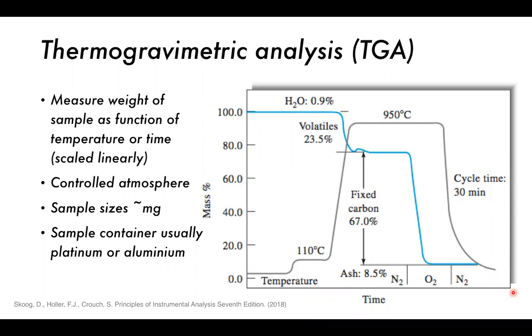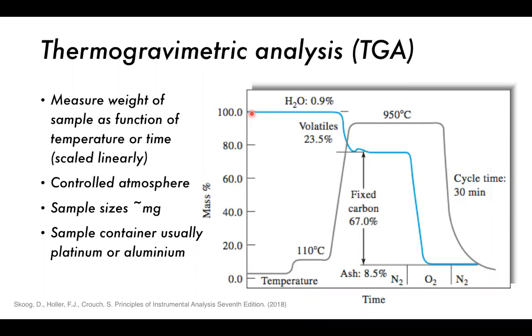So here's a typical TGA plot. The blue line is what you would get out from your instrument, and the gray line indicates the temperatures that we are using, and then the time is given as the x-axis. The total time for this process was about 30 minutes. Initially you start off with 100% mass. That's reasonable because nothing should have happened at low temperatures.